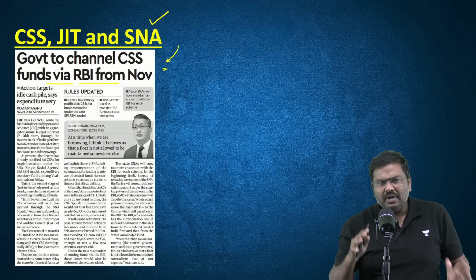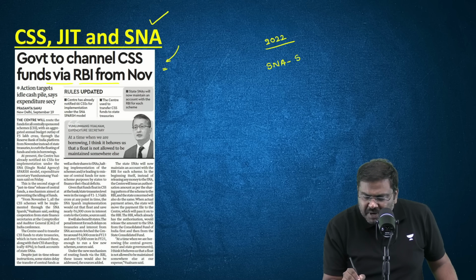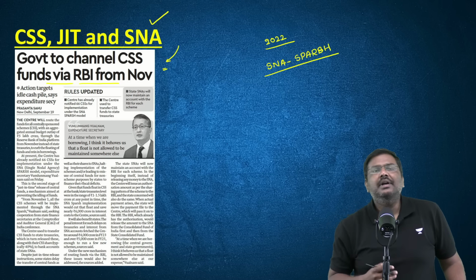Now let me go ahead. Next article: the government to channel centrally sponsored scheme funds via RBI from November. As of now, more than 60 schemes are already covered under this initiative. What is this? Listen to me very carefully. Back in the year 2022, a new initiative by the name of SNA-SPARSH was implemented. Single Nodal Agency SPARSH was implemented.